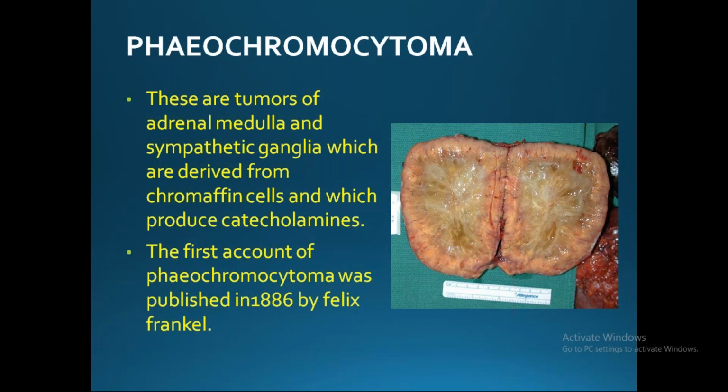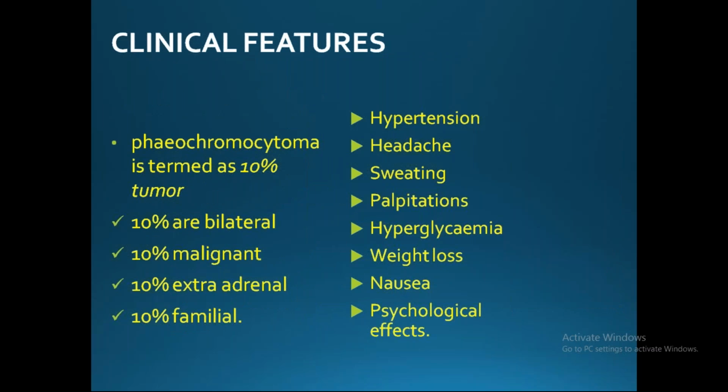This tumor arises from the chromaffin cells which produce catecholamines. It was described by Felix Frankel in 1886. See, as I told you, it is a 10% tumor. That is, 10% bilateral, 10% malignant, 10% extra-adrenal, and 10% familial. And the various symptoms are hypertension, headache, sweating, palpitations, hyperglycemia.